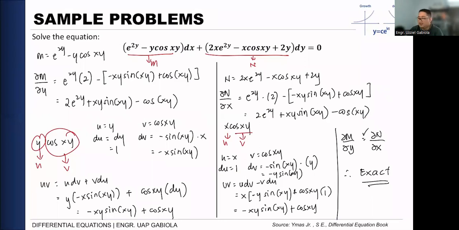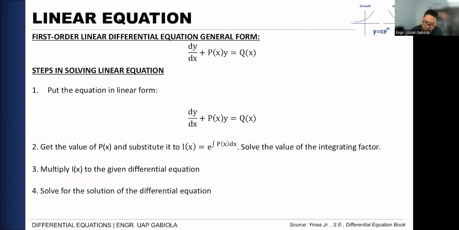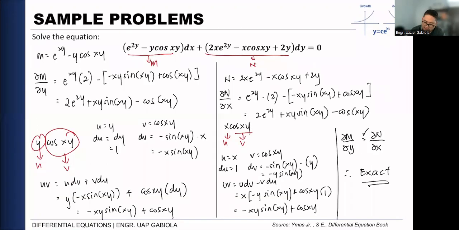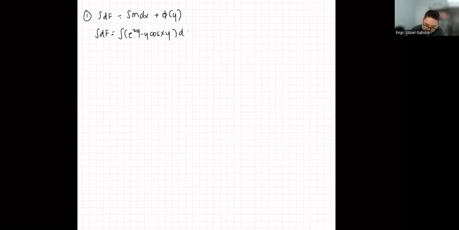Continue natin doon sa step natin. So, sorry. So, insert tayo ng bagong slide. Okay? So, first step natin is df is equals to M dx plus N dy. Okay? So, df natin is equals to, ano yung M natin? So, copy ko na lang po yung nasa kabilang slide. e2y minus y cosine of xy dx plus N dy.